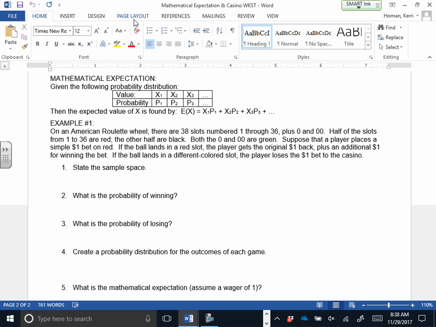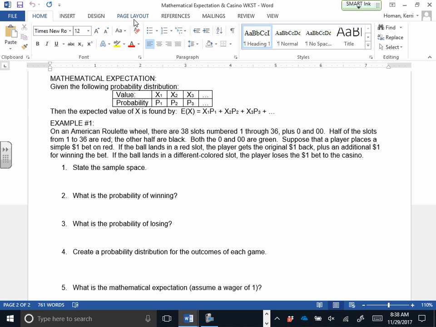So every game has a mathematical expectation. If I step up to play this game, I am expected to either win this much every time I play, or I'm expected to lose this much every time I play. And that's what mathematical expectation is.